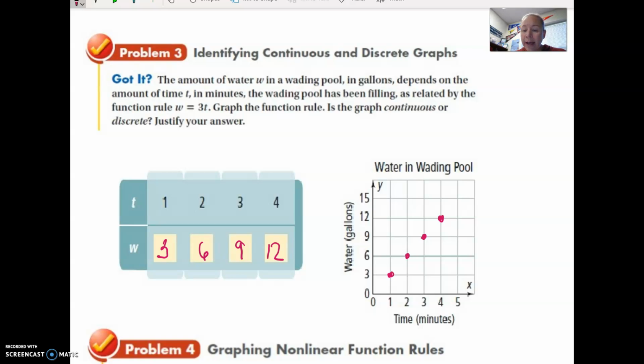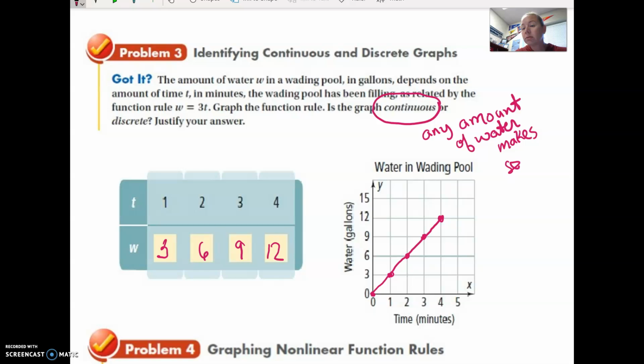So I would go ahead and connect the dots together. Let's just say we stopped there, and we would say that this graph is continuous because any amount of water makes sense for this situation.